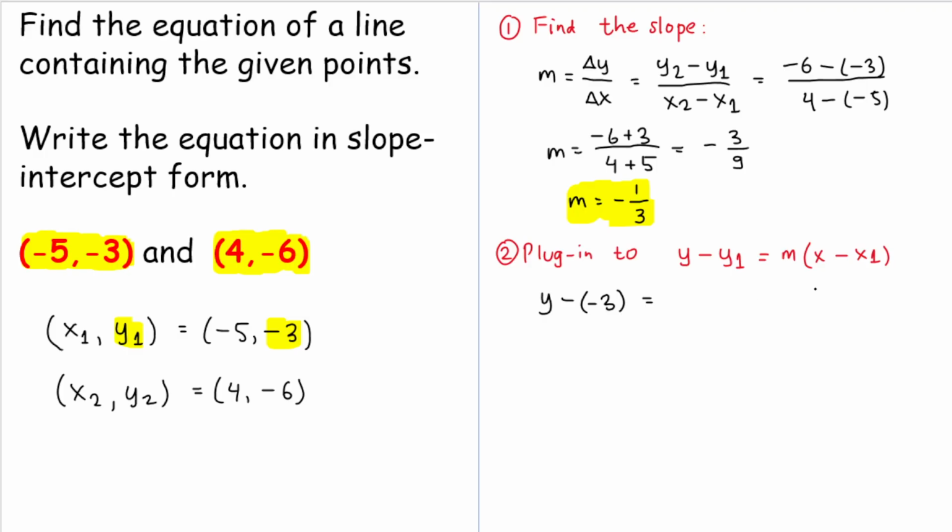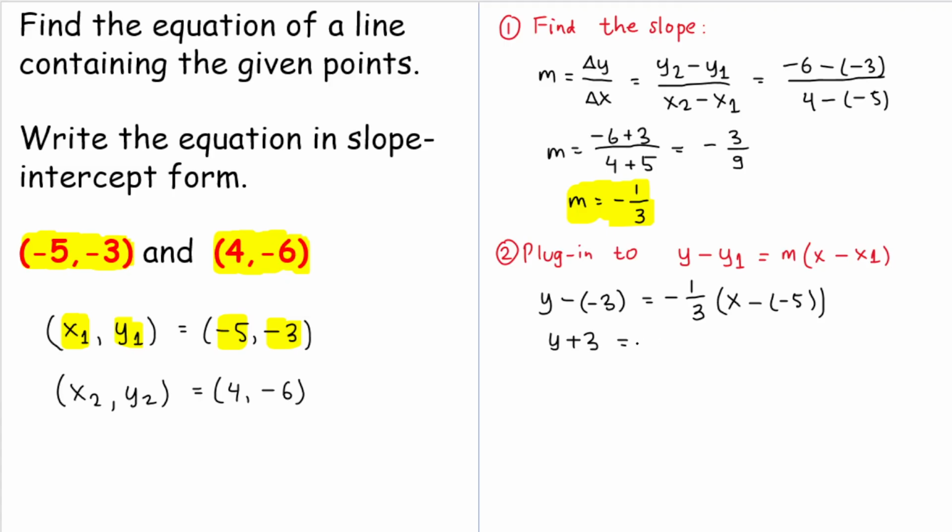And that will equal the slope. We will have minus 1 over 3. And then multiplied by x. x is a variable because it is without subscript. And then minus x1. Minus x1 because it has subscript, it is a number. What is x1? x1 is minus 5 here. So we will have minus 5. And then we can simplify this. So we'll have y plus 3.